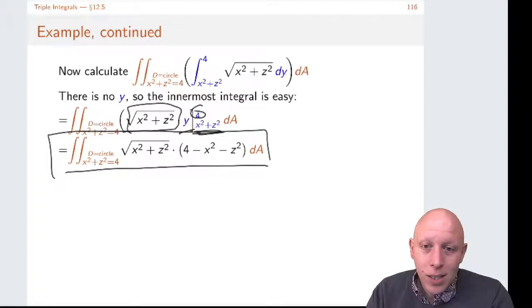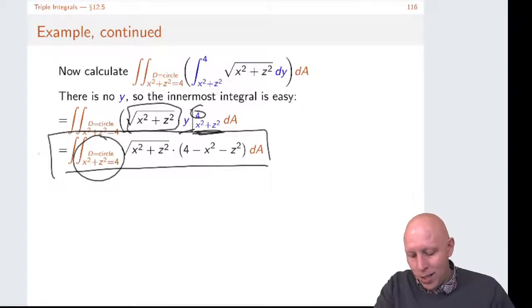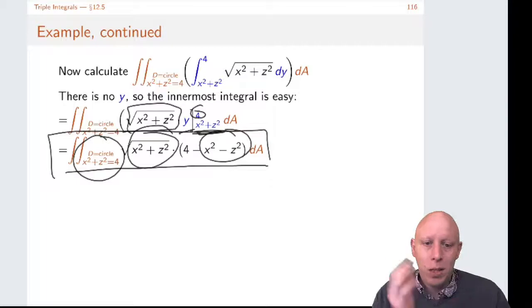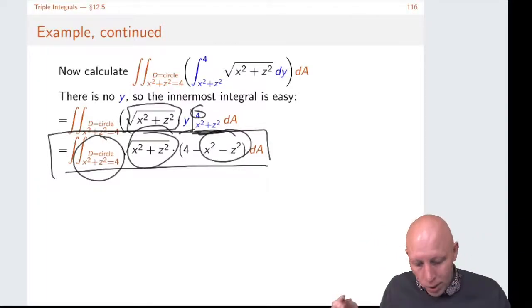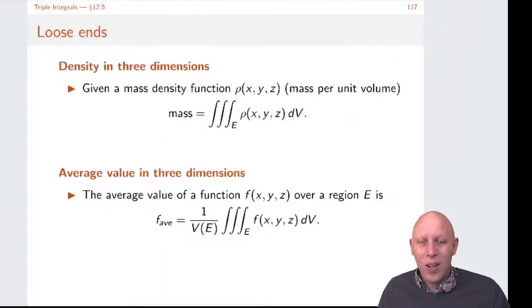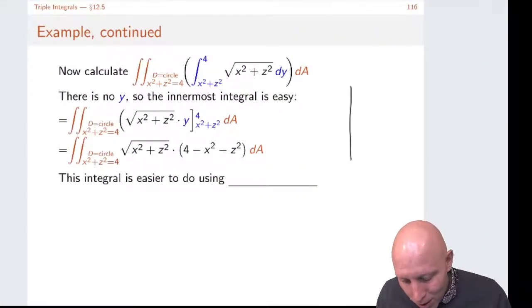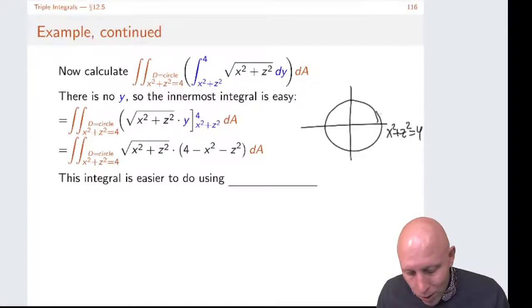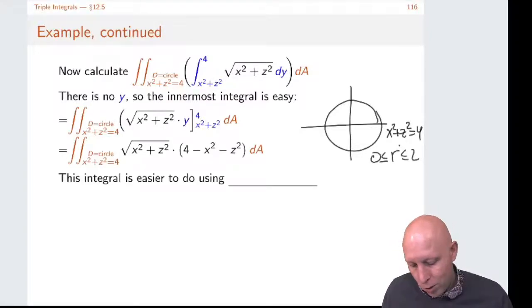But if you look at this, you should notice some circly things, right? The domain is kind of circly. We have a bunch of x squareds plus z squareds. And so you should think, wait, maybe the best way to do this is in polar coordinates. All right, so because this is easier in polar coordinates, let's set this up. We have our circle here, where x squared plus z squared is equal to 4. So in polar coordinates, that's saying r is less than or equal to 2. R is between 0 and 2, and theta is between 0 and 2 pi.